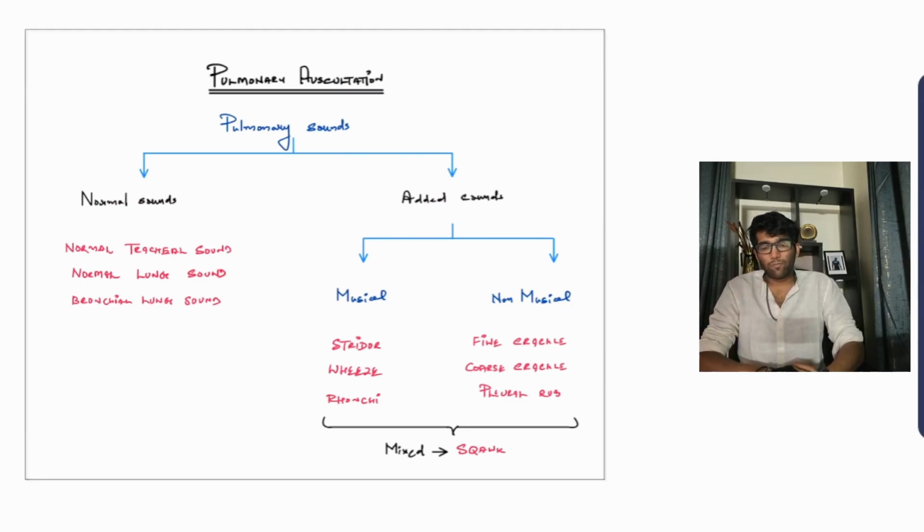Okay. Now, musical added sounds include stridor, wheeze, and rhonchi. And non-musical added sounds are the fine crackles, coarse crackles, and pleural rub. Okay. There is another sound called the squawk, which is a mixed sound. It has a musical component and a non-musical component.